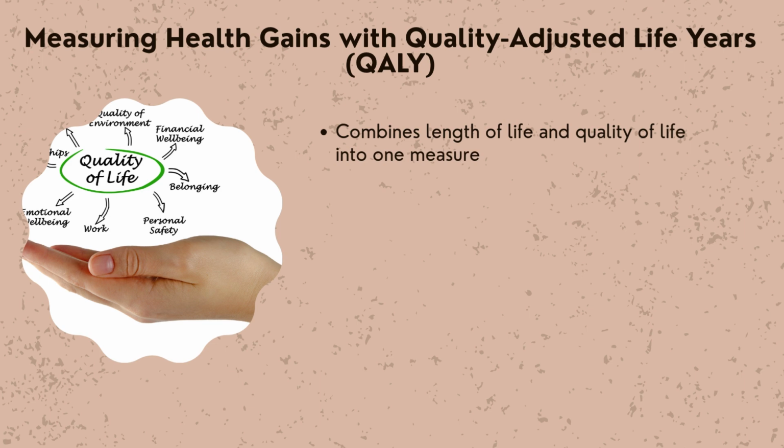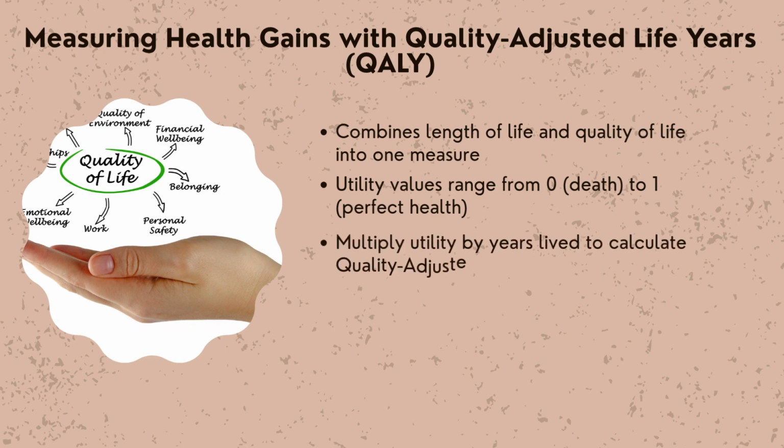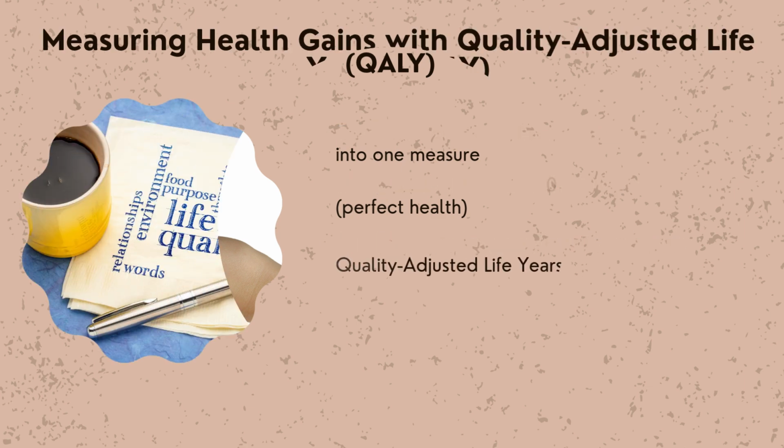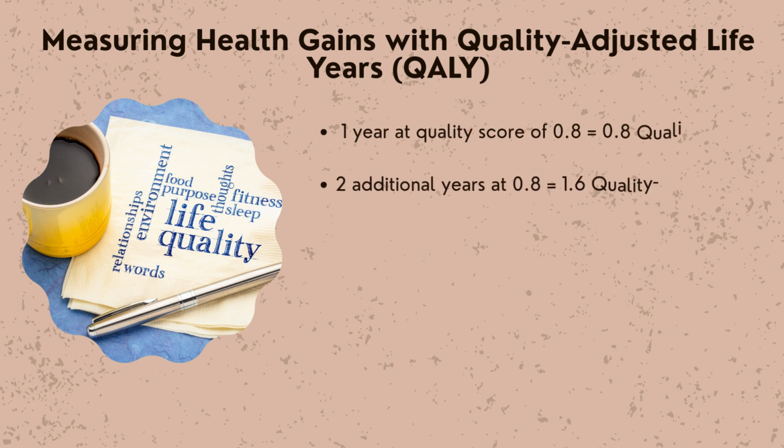Here's how it works. We assign a utility value to a person's health state on a scale from 0 to 1, where 0 represents death and 1 represents perfect health. Then we multiply that utility by the number of years lived in that health state. For example, if a patient lives 1 year with a quality of life score of 0.8, that's 0.8 quality-adjusted life years. If a new treatment extends their life by 2 more years at the same health quality, they gain 1.6 quality-adjusted life years in total.